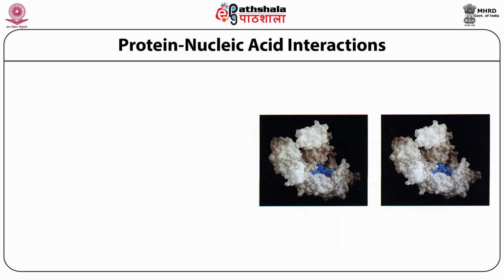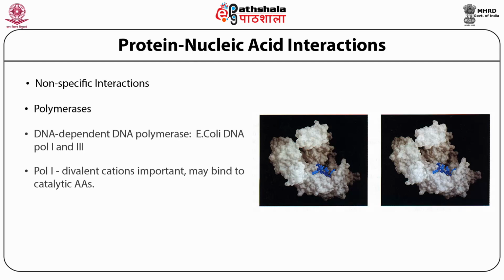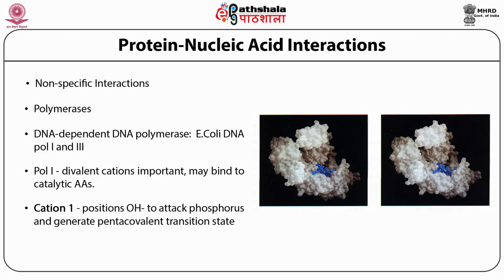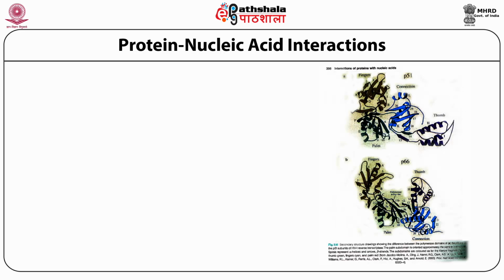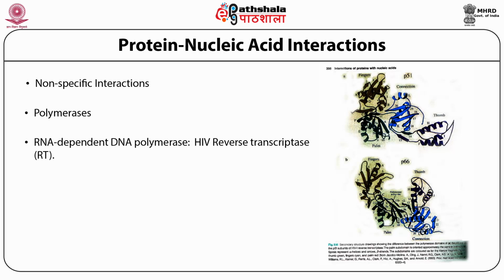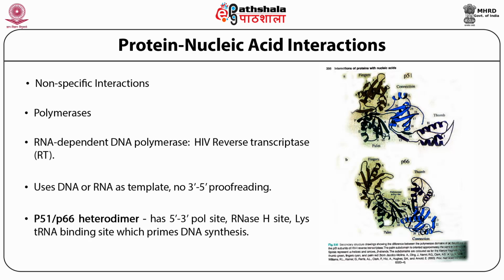This also deals with protein nucleic acid interactions, which again come under non-specific interactions: DNA dependent DNA polymerase positions the OH to attack the phosphorus and generate a pentacovalent transition state, stabilizing leaving groups. Also RNA dependent DNA polymerases use DNA or RNA templates, with 3 prime to 5 prime proofreading, and that will also be a kind of interaction.